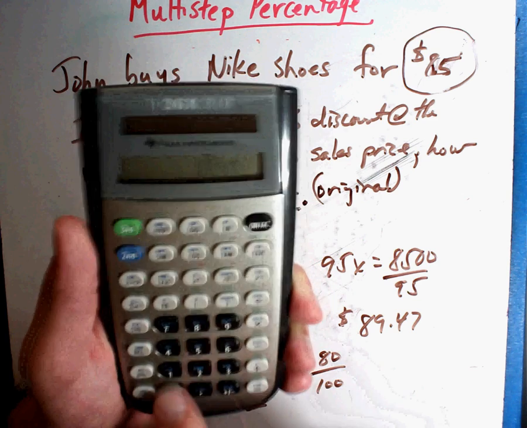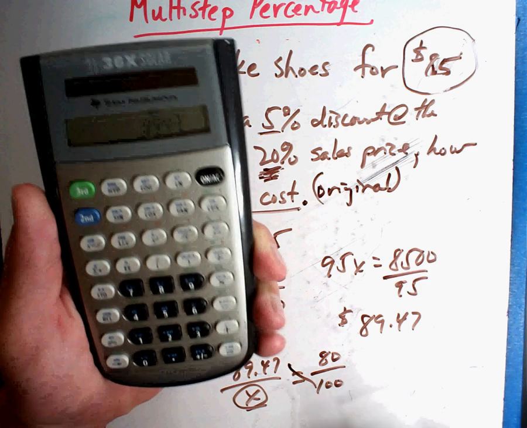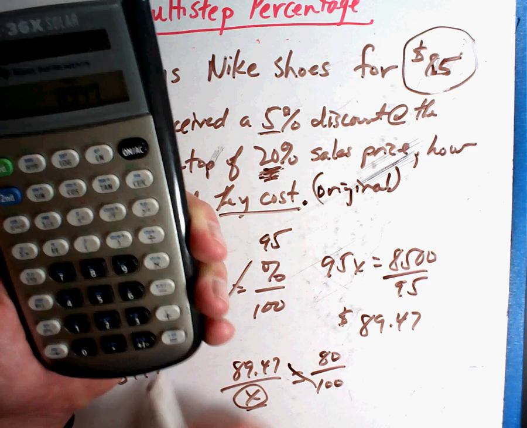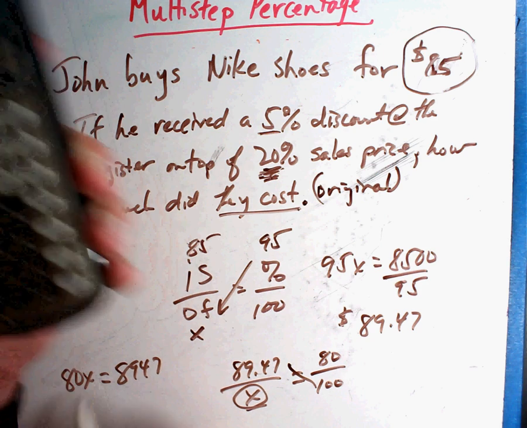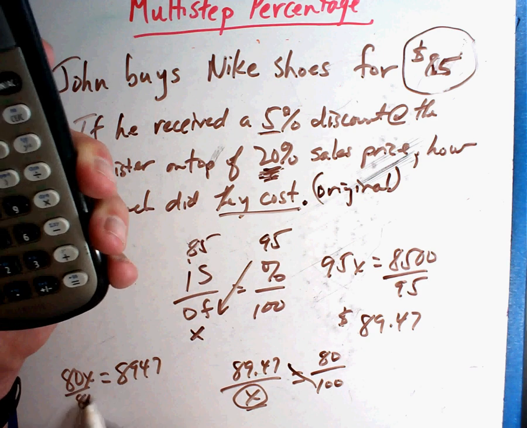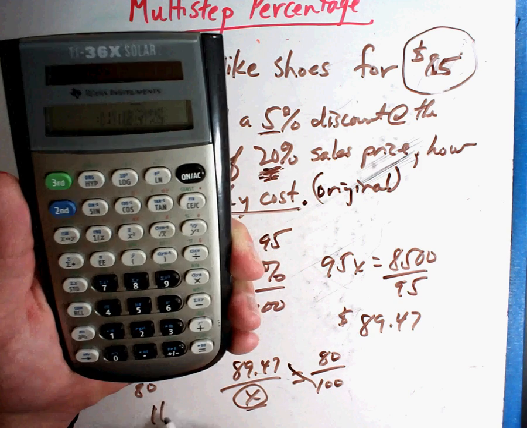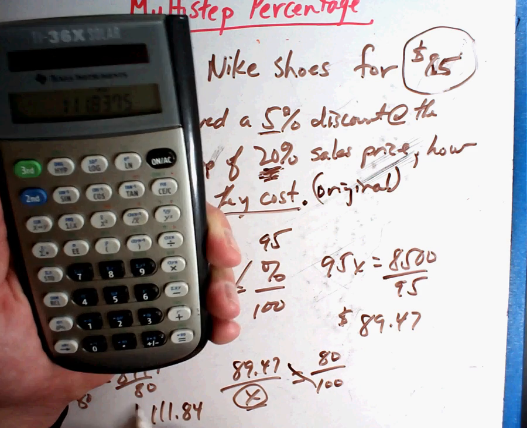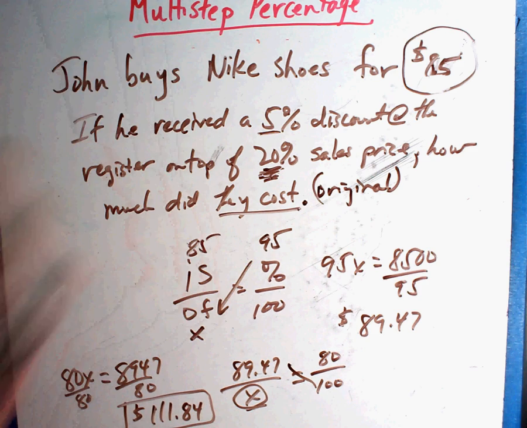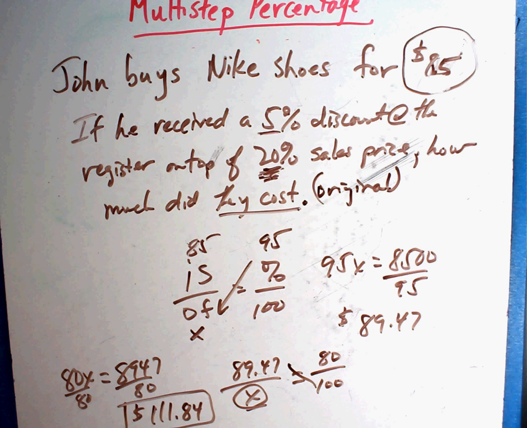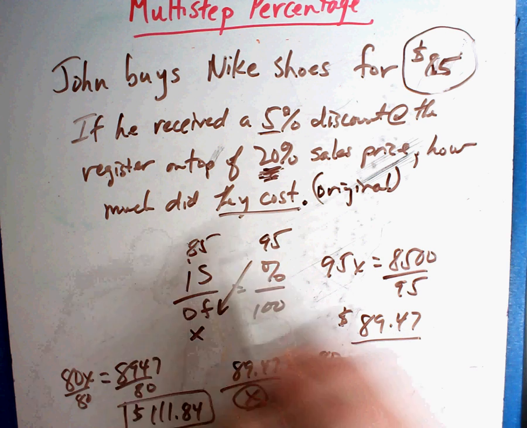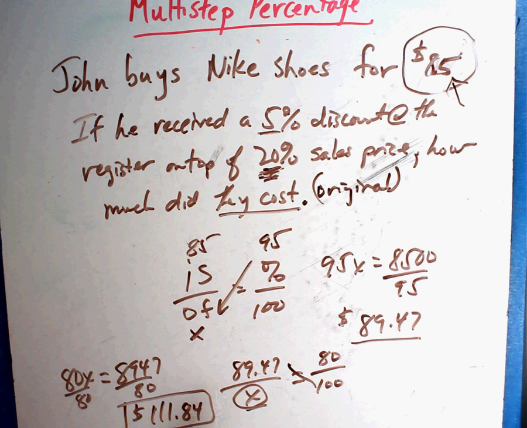89.47 times 100, that's these two, is 89.47 equals 80x. So divide that by 80, and I get 111.84. That's how much the shoes were to begin with. And so when you took the 20% discount off, it dropped to that. And then when he got the 5% discount, it dropped to $85. Multi-step percentages. In the next video, you'll get to try one on your own.